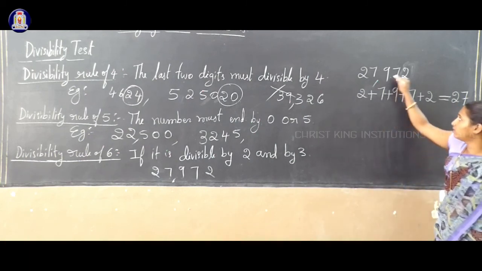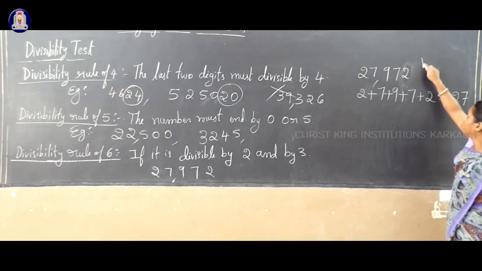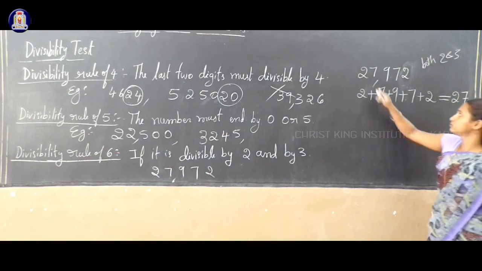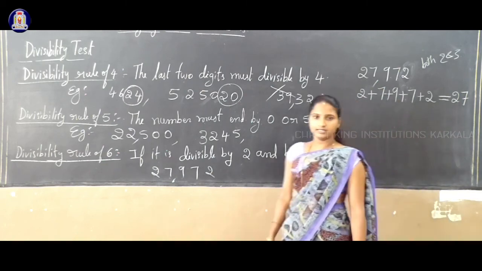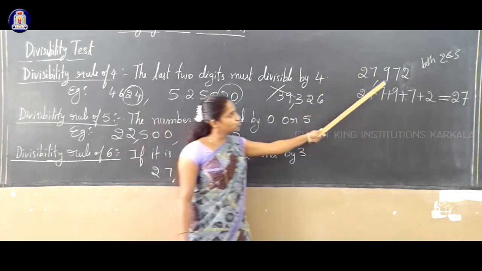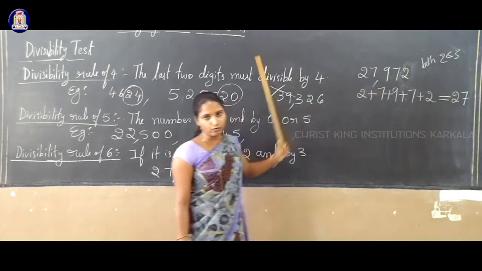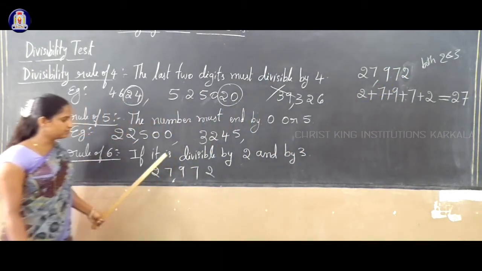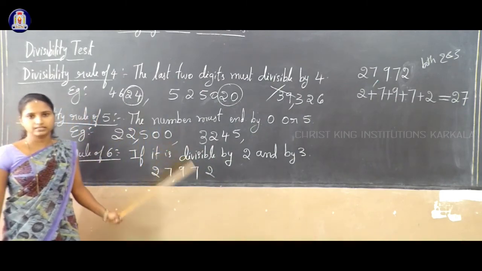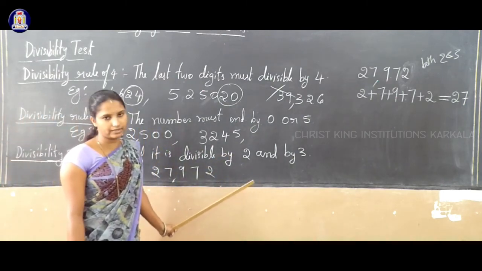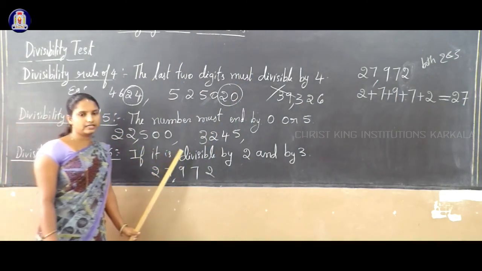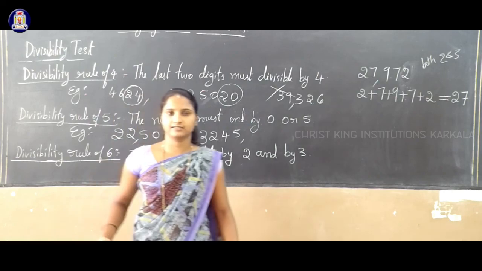So this number is divisible by both 2 and 3. So 27,972 is divisible by 2 and 3. Therefore we can say that the number is divisible by 6, because the 2 and 3 tables divide that number. So 6 also divides the same number. Clear? Yes. Thank you.